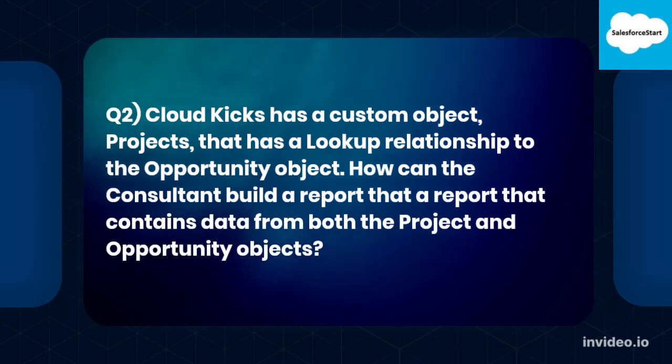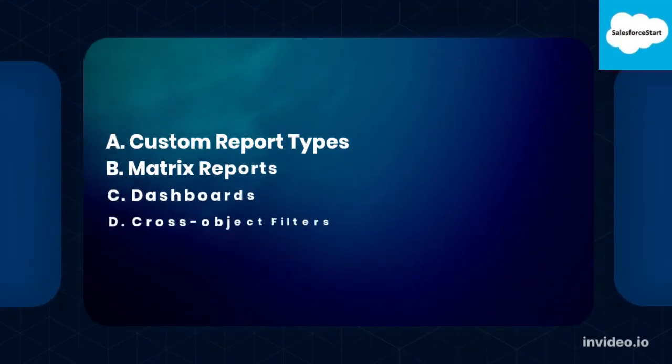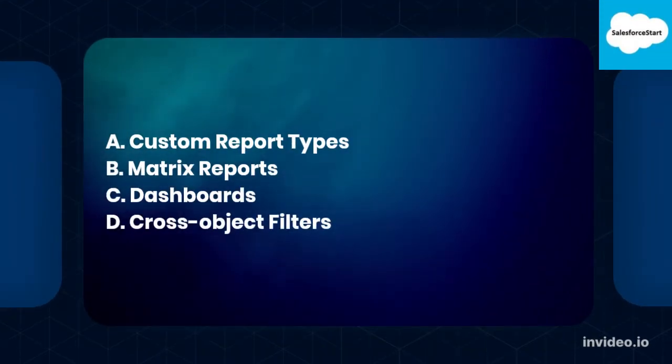Q2. CloudKicks has a custom object, Projects, that has a lookup relationship to the Opportunity object. How can the consultant build a report that contains data from both the Project and Opportunity objects? A. Custom report types. B. Matrix reports. C. Dashboards. D. Cross-object filters.